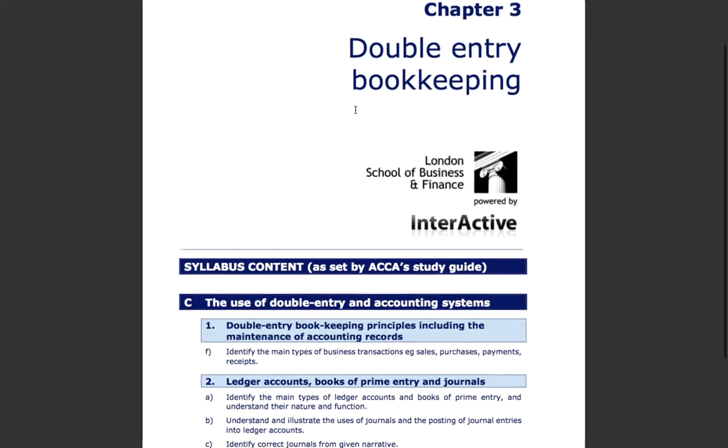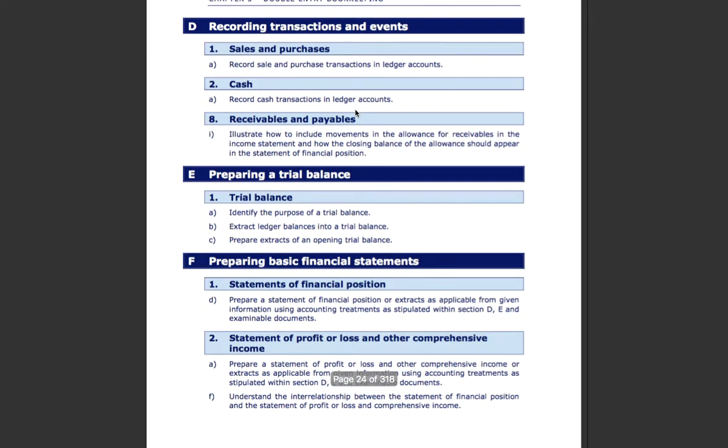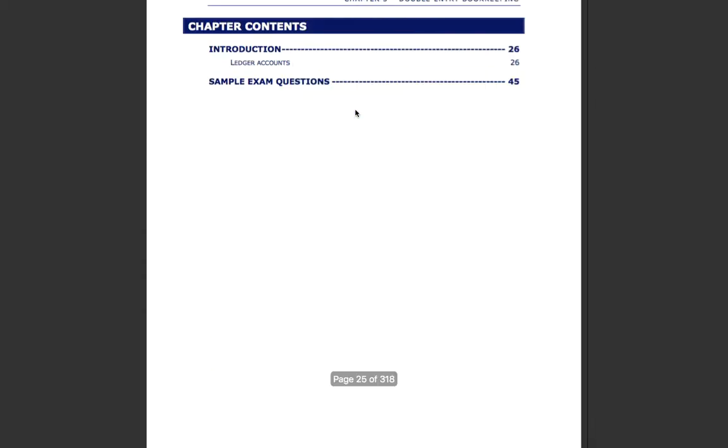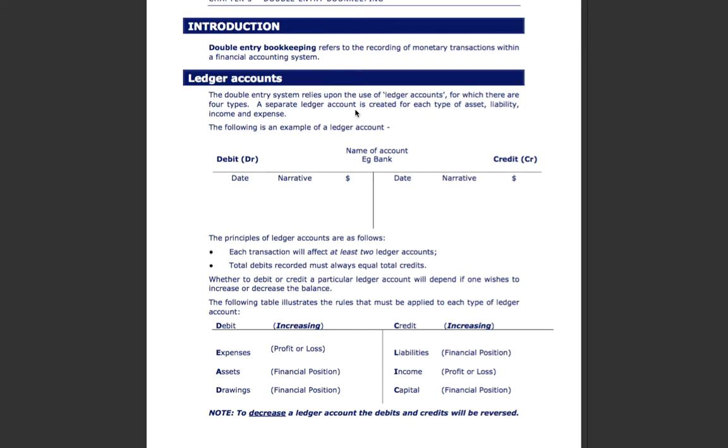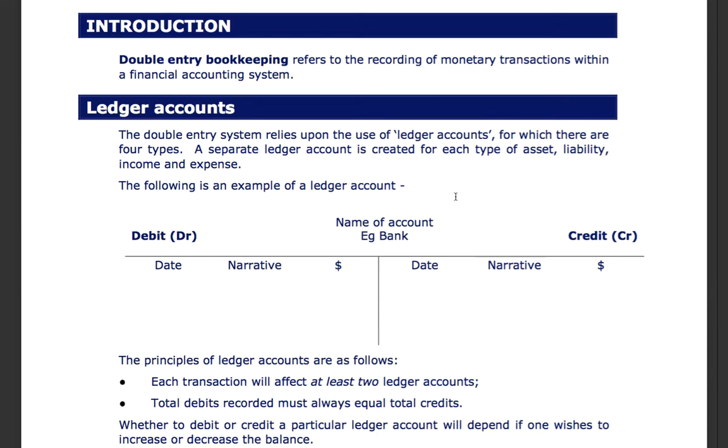Moving on to chapter 3, that's called double entry bookkeeping. This is the first important major chapter in your F3 studies. Now, this actually deals with the double entry, and it explains to you what a double entry really is. Now, double entry bookkeeping refers to recording of the monetary transaction within a financial accounting system.